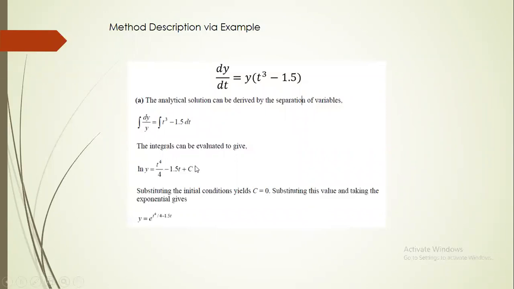For this, I need the condition, so we need to keep in mind the initial condition. The initial condition was that at t is equal to 0, y is 1, so y of 0 is equal to 1. If I put t is equal to 0 and y is equal to 1, you can see I get c is equal to 0. Therefore this is the analytic answer. Now I want the numerical answer.